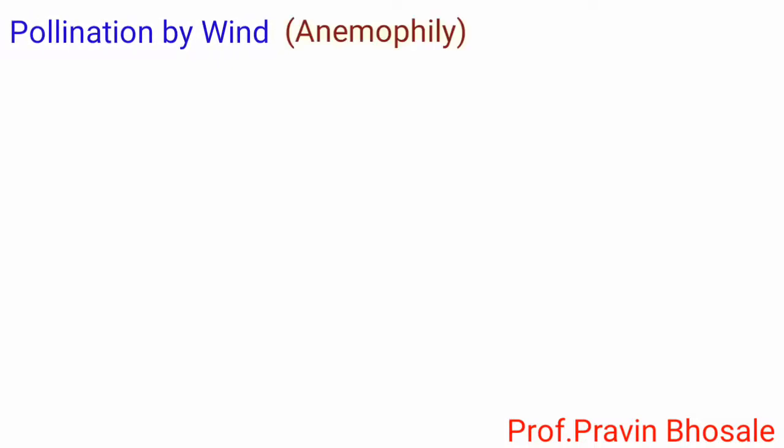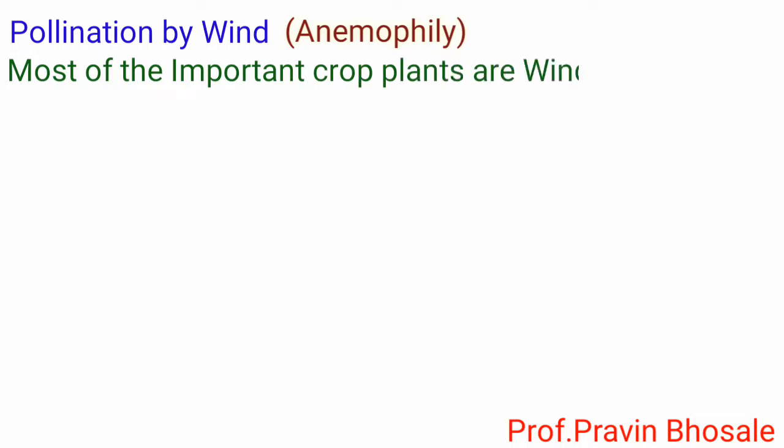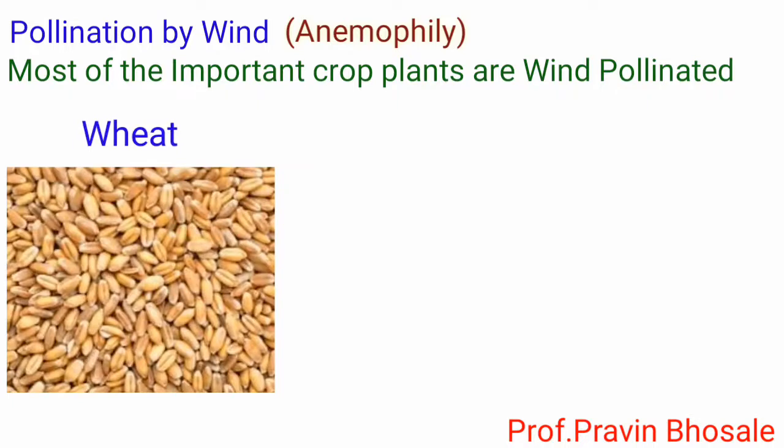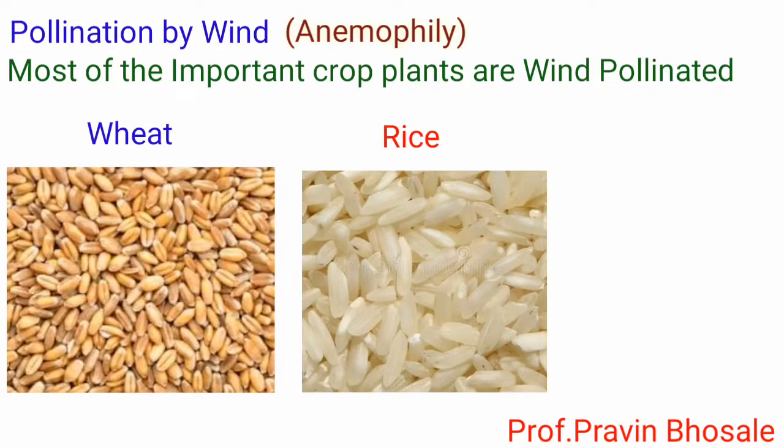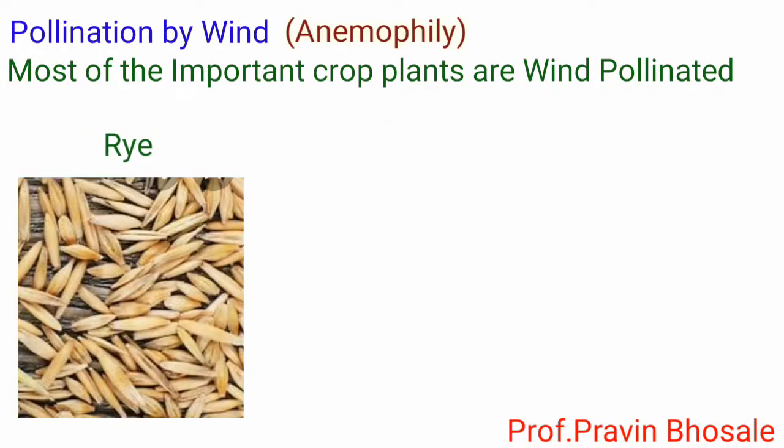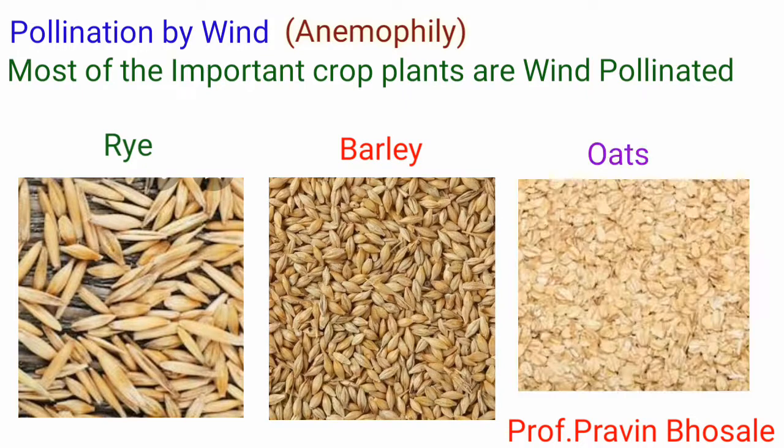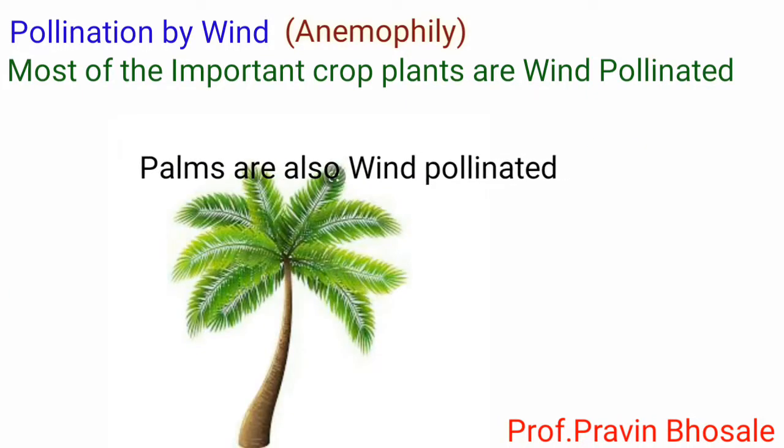Pollination by wind, that is Anemophily. Most of the important crop plants are wind pollinated. This includes wheat, rice, corn, rye, barley and oats. Palms are also wind pollinated. Adaptation in Anemophilous flower.